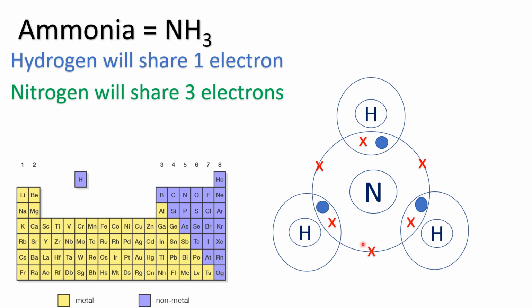1, 2, 3, 4, 5, 6. That doesn't seem right. Hang on a minute. It should have 8 in total, shouldn't it? 1, 2, 3, 4, 5, 6, 7, 8, 9. Right, I've done too many. Let's just get rid of that one there. Okay, so 5 of its own, 1, 2, 3, 4, 5, and 8 in total, 1, 2, 3, 4, 5, 6, 7, 8.